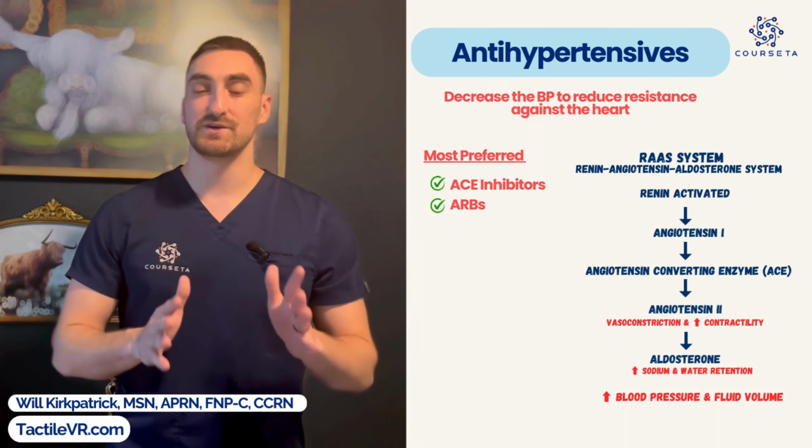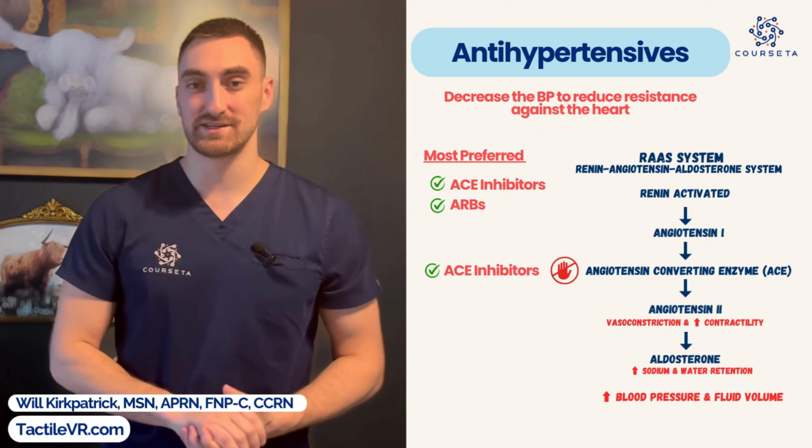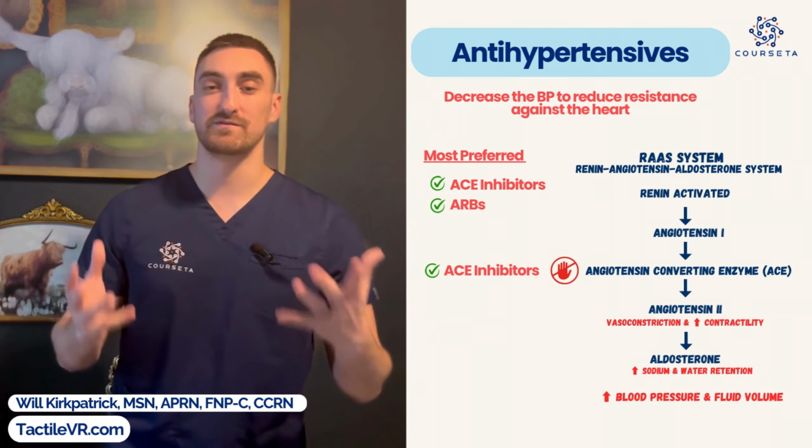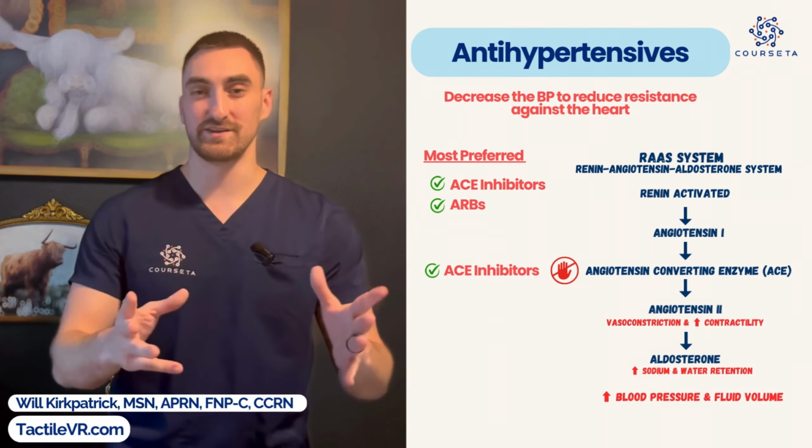Now if you guys remember, we talked about the RAS system, and that is specifically why we like to use these, because they act specifically inside the RAS system. Other antihypertensives such as beta blockers and calcium channel blockers we typically like to avoid, but we'll get into that later. So what does ACE inhibitor even stand for? ACE inhibitor stands for angiotensin converting enzyme inhibitor.